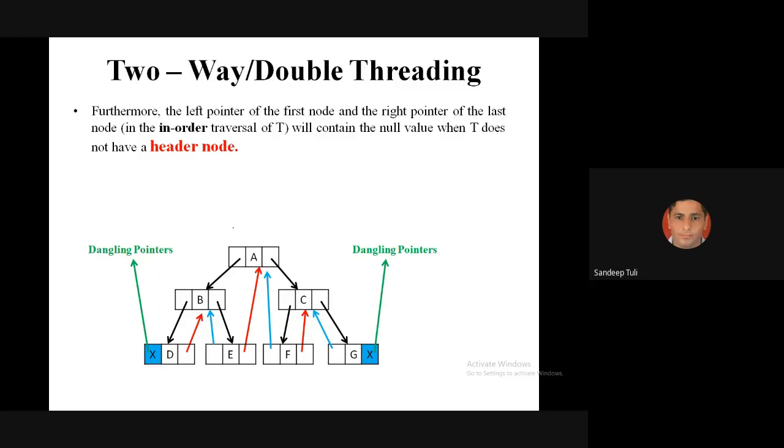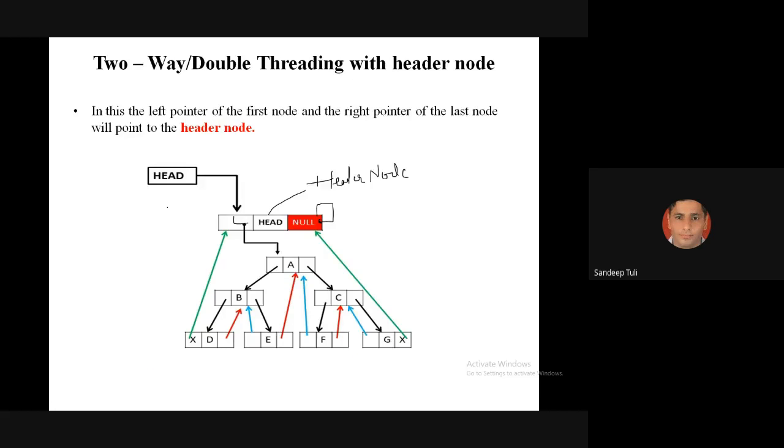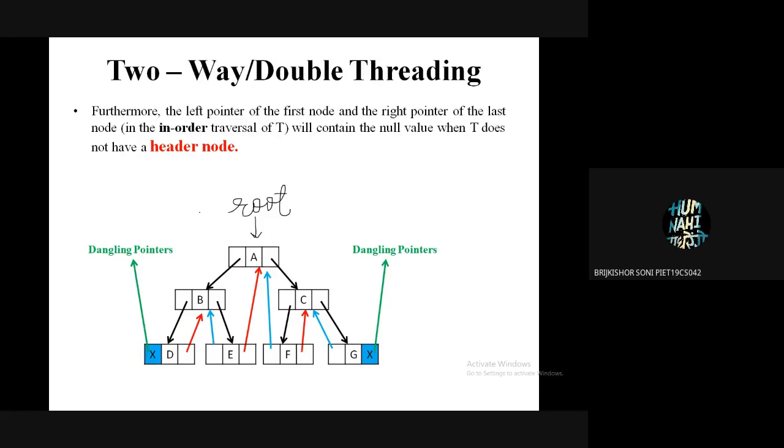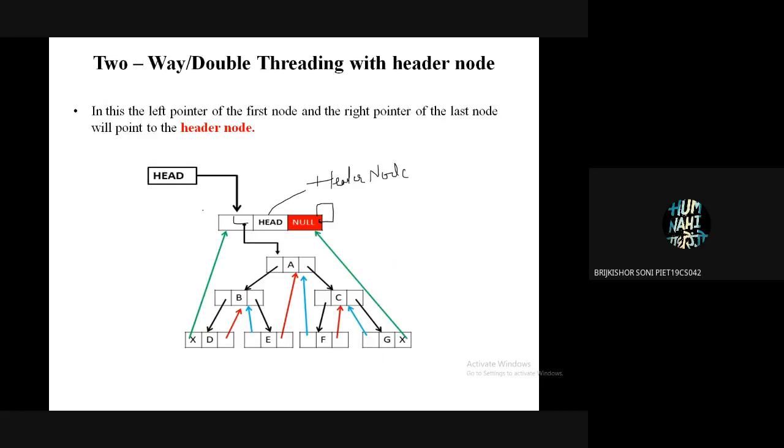In a normal binary tree, what was there? There was a root here. What does the root do? It points to the first node. Yes or no? Now instead of root here, we are having head. So head will point to the header node now. As in a linked list also, start contained the address of the head node. Similarly here, head will contain the address of the header node.